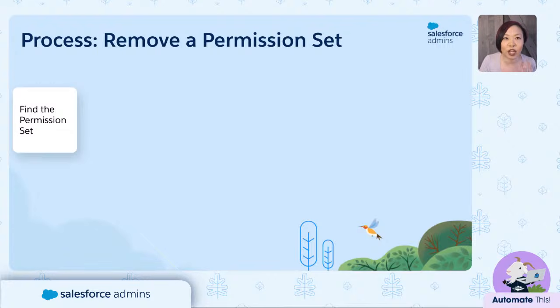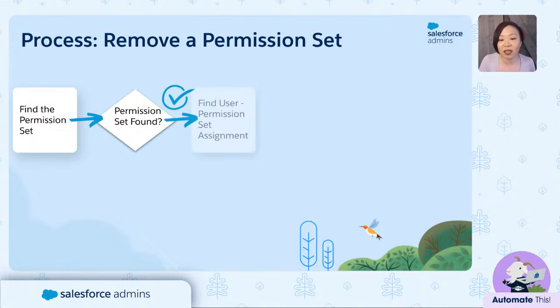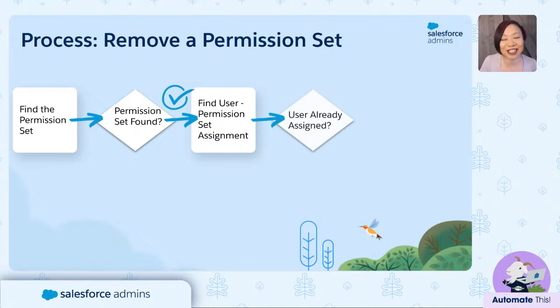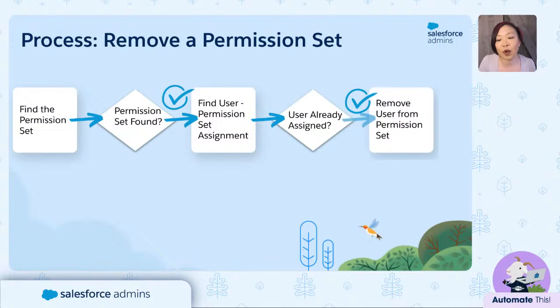So again, we're going to look at the permission set, find the permission set, and store the ID. And again, we're going to check if that permission set was found. And if it was, again, we're going to look for that user permission set assignment combination. And again, we're going to check to see if the user is already assigned. Now remember, we can't remove the permission set unless the user is assigned to the permission set. So assuming that user is, then we're going to remove the user from the permission set.